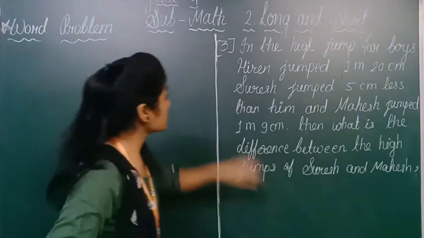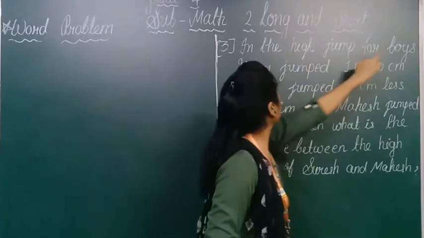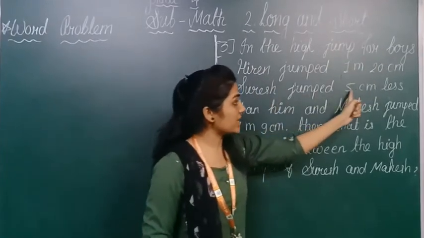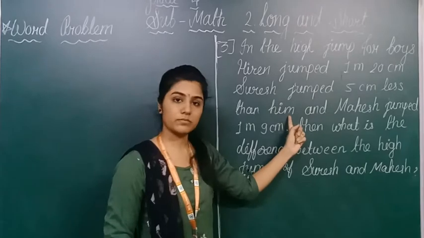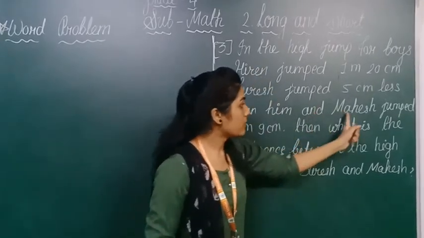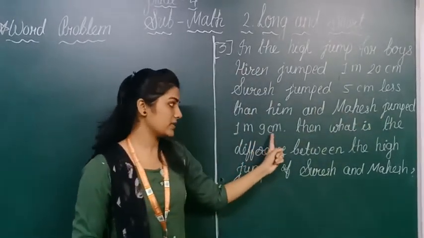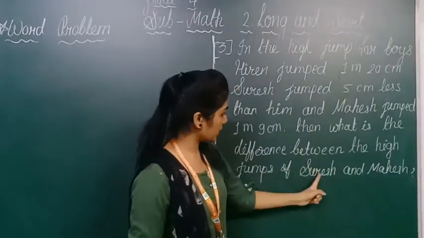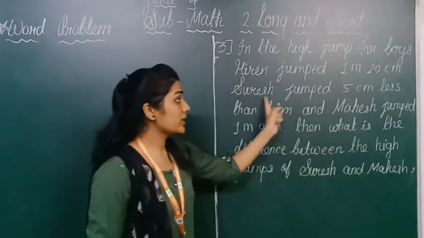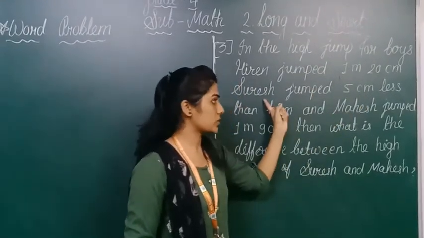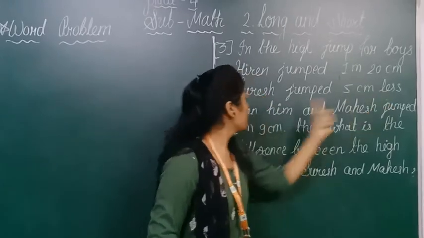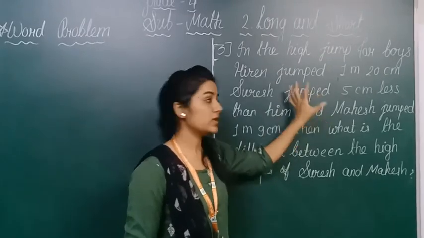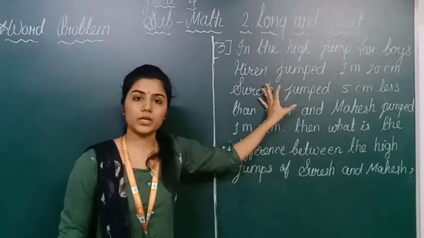Okay, our question is, in the high jump for boys, Hiren jumped 1 meter and 20 centimeter. Suresh jumped 5 centimeter less than him. And Mahesh jumped 1 meter and 9 centimeter. Then what is the difference between the high jumps of Suresh and Mahesh? Okay, we don't have the perfect measurement of Suresh because it is given 5 centimeter less than Hiren. So first we need to find the difference between Suresh and Hiren.